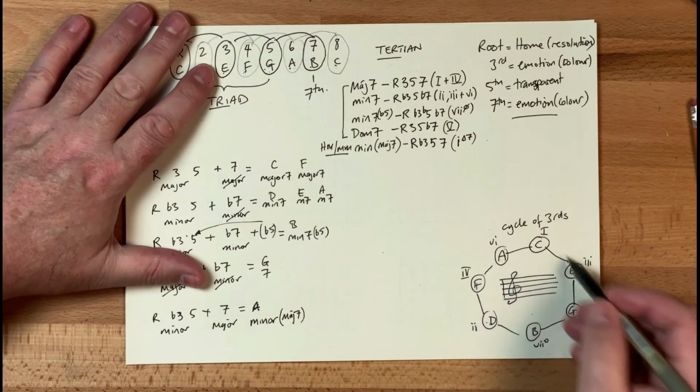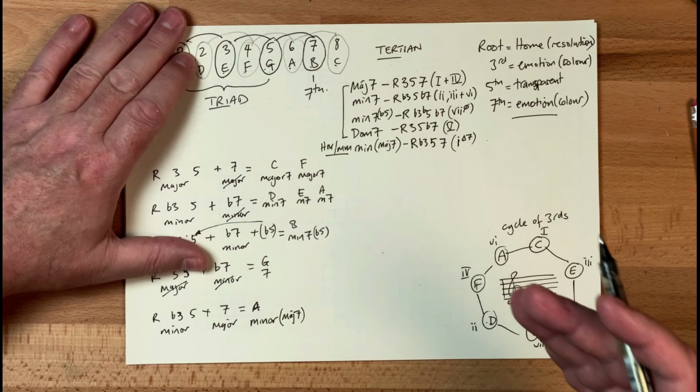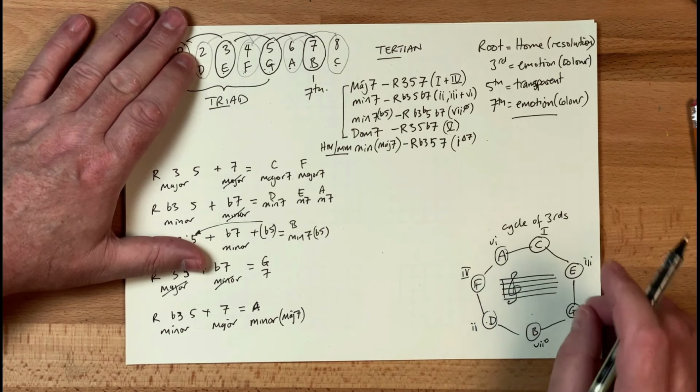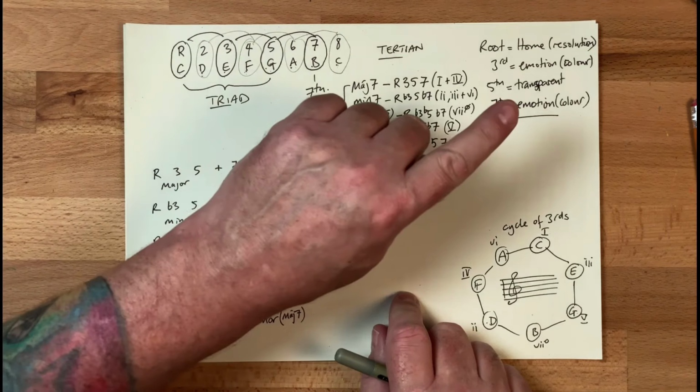Now, the thing that is useful as well is to understand how to invert intervals, because there's a little trick that we can do to make it easier to see which kind of 7th is in the chord. If you're interested in learning that, watch this video here.